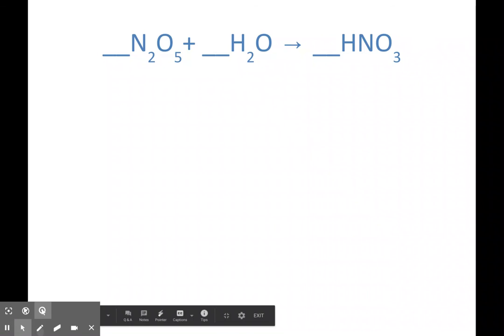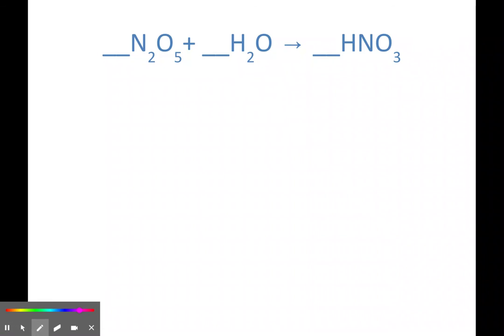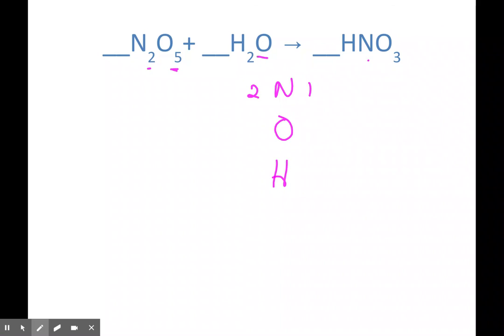Here we have nitrogen, oxygen, and hydrogen. So we've got 2 nitrogens and 1. We've got 5, 6 oxygens and 3. And hydrogen, we've got 2 and 1. We'll just pick out what might be the easiest. We'll start with the nitrogen.